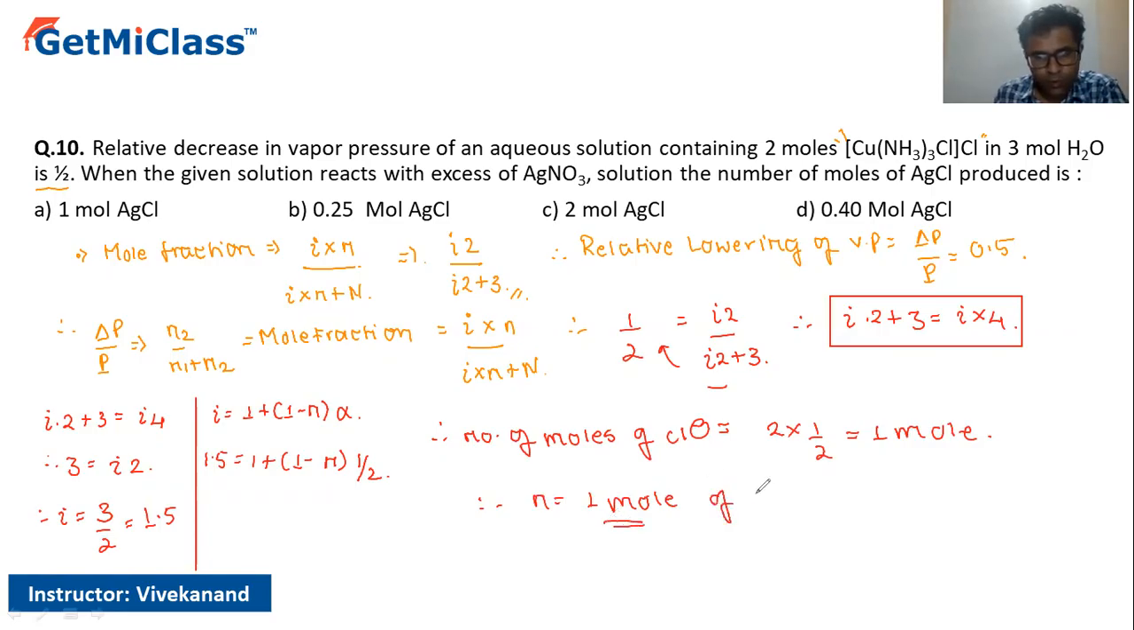That is, 1 mole of AgCl is going to be precipitated. So therefore the answer is option A, 1 mole of AgCl.